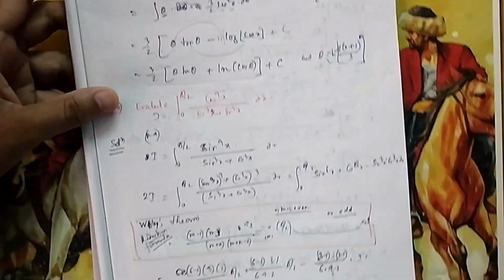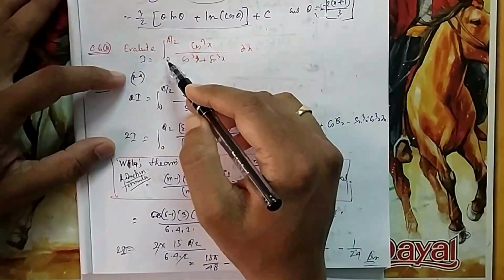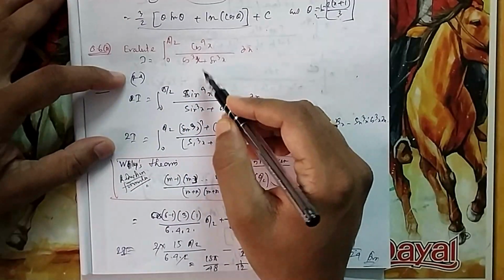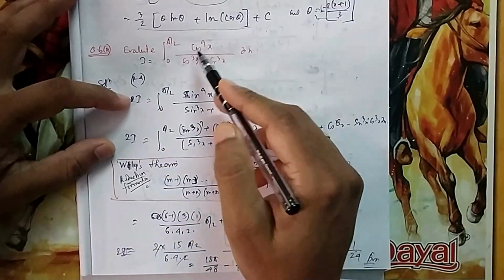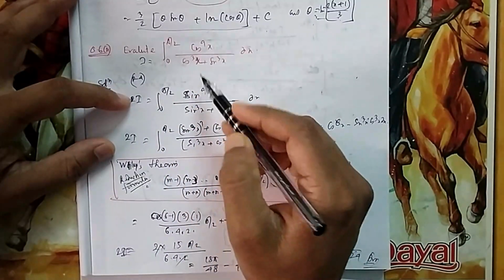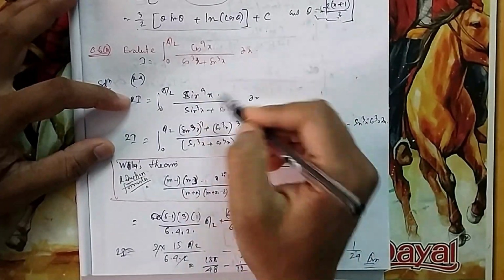Now if you come to question number 6A, what is asked here? To evaluate this integral. Because there is 0 to pi by 2 and sine cos is there, our natural tendency is to go to the King rule. So if I apply the King rule, cos(90 minus theta) is sin theta, and sin(90 minus theta) is cos theta. So I have applied that one.